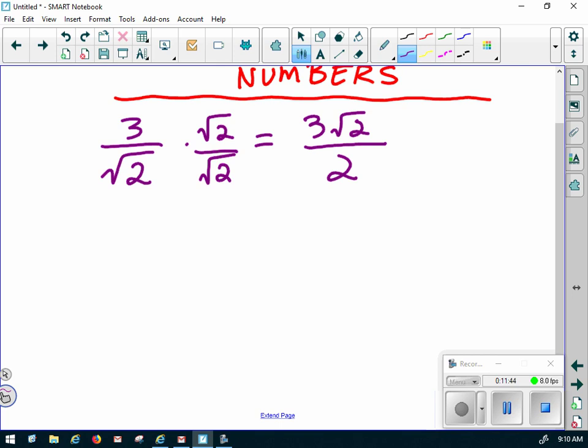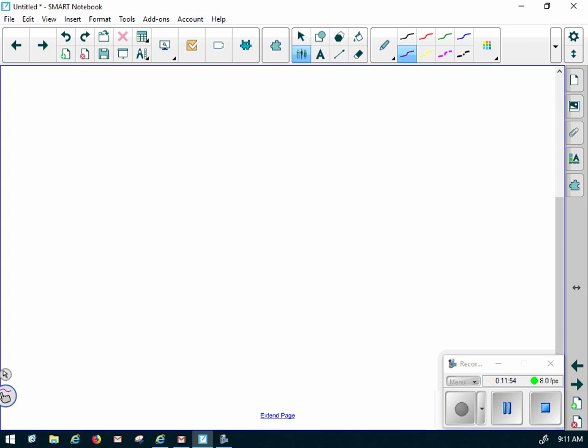Guys, that technique, you use the same technique with imaginary numbers. Same thing. Let's try this. Write this one down. 3 divided by I. Now, you cannot have an imaginary number in the denominator. Why? I don't know. It's the same guy that figured out you can't have a square root in the denominator. I'm going to multiply top and bottom by what? By I.